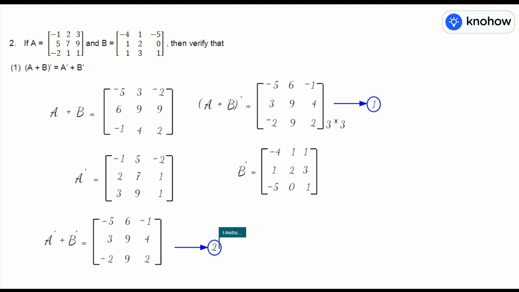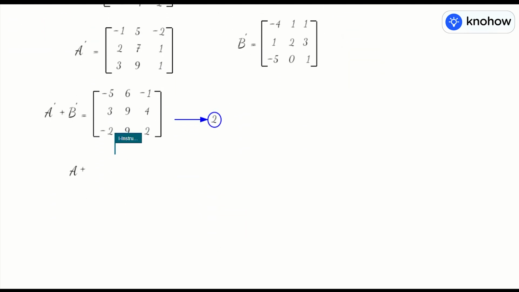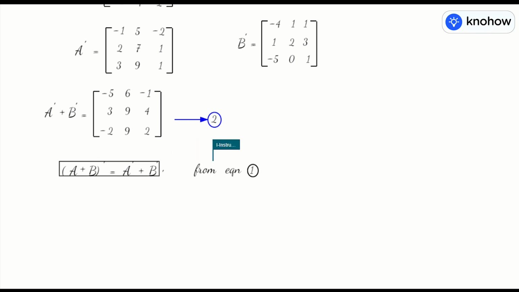In 1 we had the transpose of A plus B, and in 2 we have A dash plus B dash. So from 1 and 2, we have verified that yes, the transpose of A plus B is the same as A transpose plus B transpose.